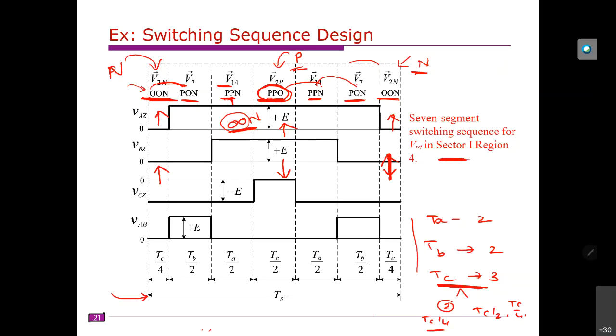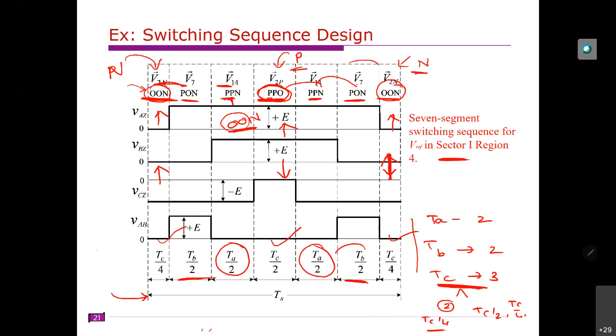Right. So the switching sequence is divided into parts. This is TA by 2, again TA by 2, TB by 2, TB by 2. The TC, the small vector, is divided into 3 parts. You have TC by 2 here, TC by 4 and TC by 4. So this is one of the methods normally used, out of so many methods. If you notice, this starts from 00N and ends at 00N. Clear? Right?